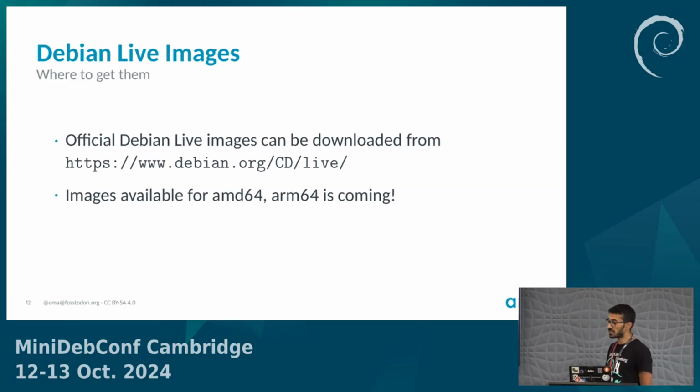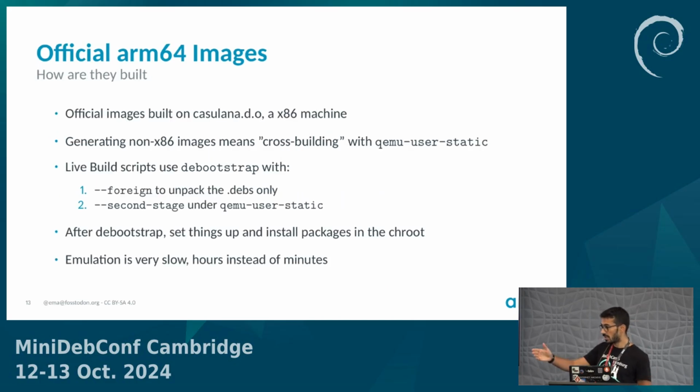Where do you get live images? Well, given that this is all very official and very Debian, you get the images from the Debian website. We do have images for AMD64, obviously, and ARM64 is coming as well. With Roland here in the first row, who's the maintainer of Debian Live, we've been doing a bit of work at the Hamburg MiniDebConf on getting the live images built for ARM64. The main issue, which is not a crazy issue, is that the machine building the images is x86. It's called Casulana.